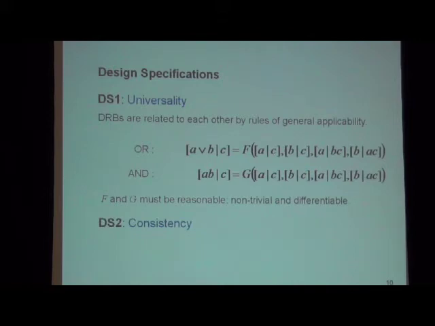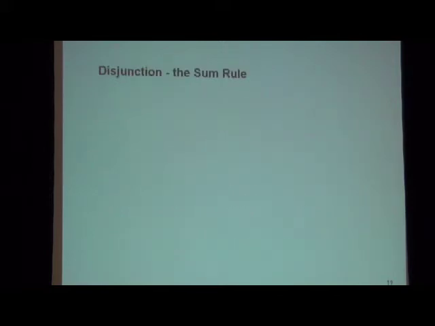The second thing is that you want to avoid blatant irrationality. We want our assignment of degrees of belief to be consistent. And what we mean by that is that if a particular degree of rational belief can be calculated in two different ways, the two ways must agree. So this is the standard Cox approach.